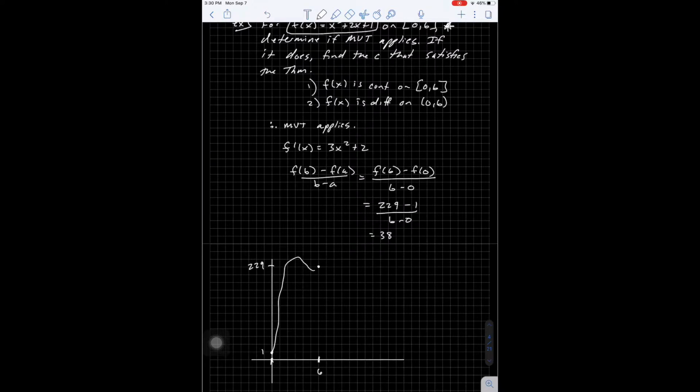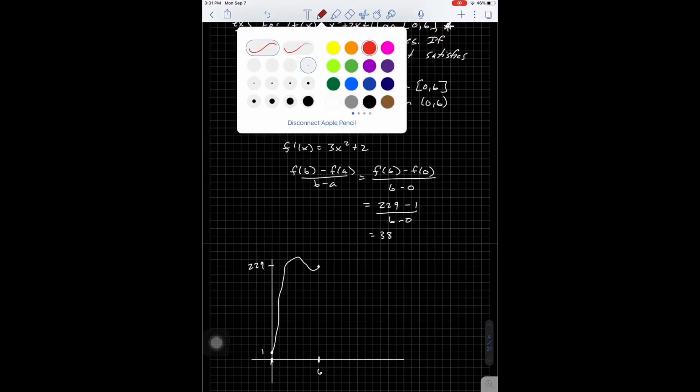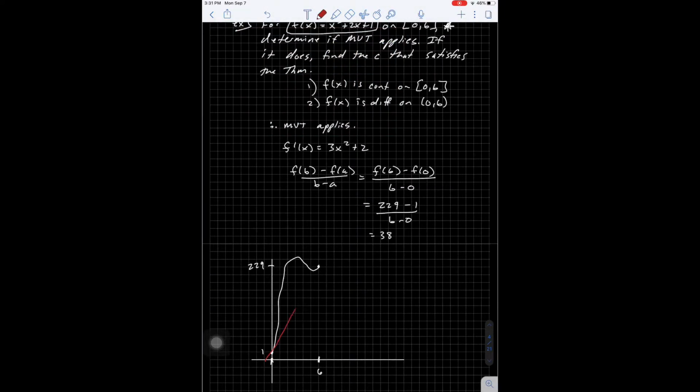I don't know what it's doing, but it's somehow continuous and differentiable through those two points, and we're trying to find the slope between these two points, which is 38. That's what this is calculating, the slope of the line that connects the endpoints. And we want to know where in this interval the slope is equal to 38.